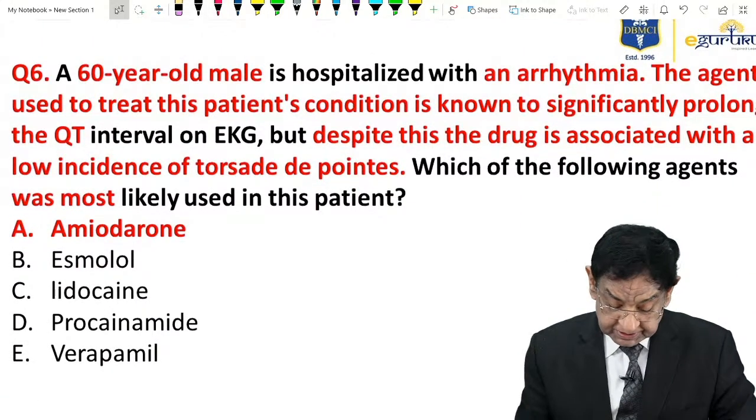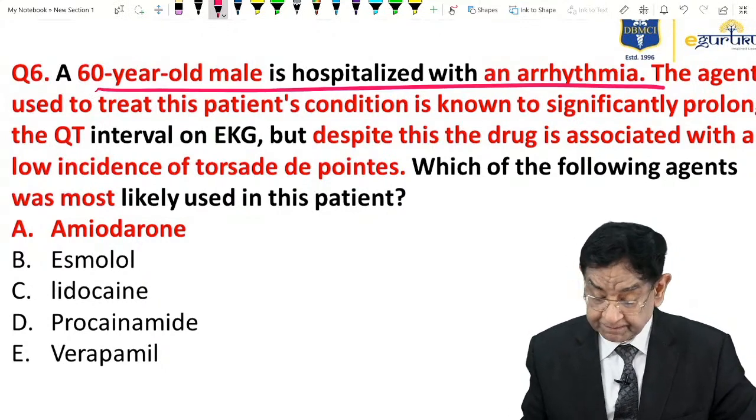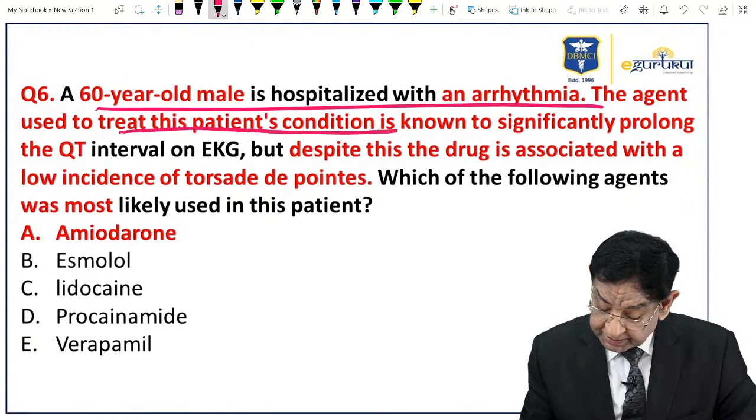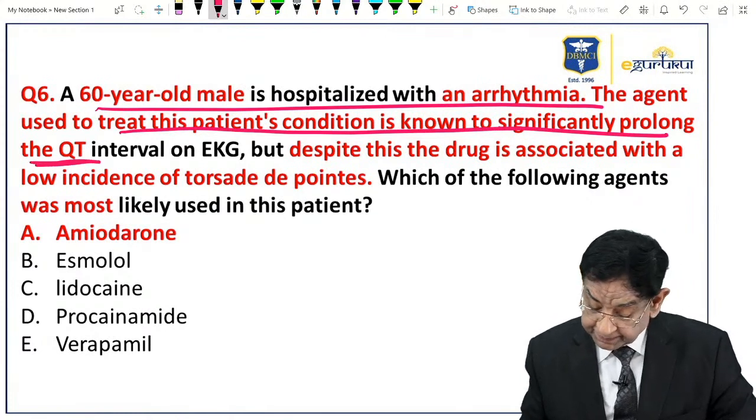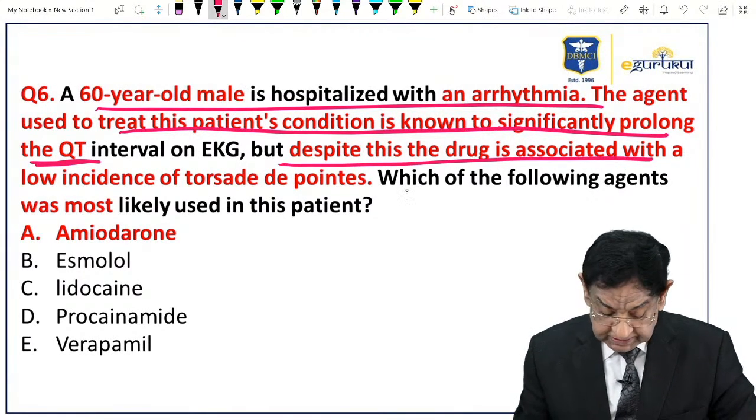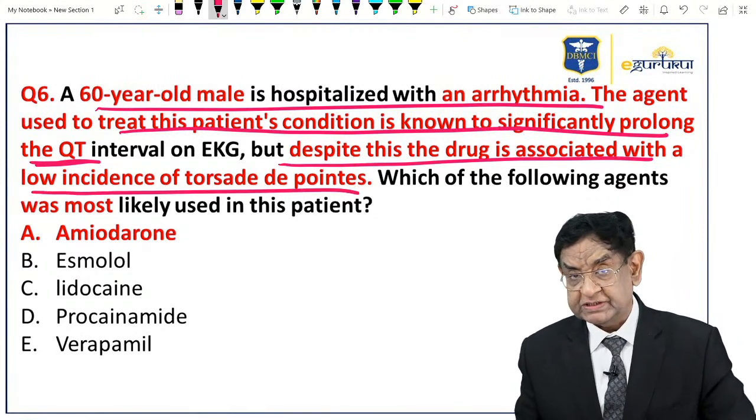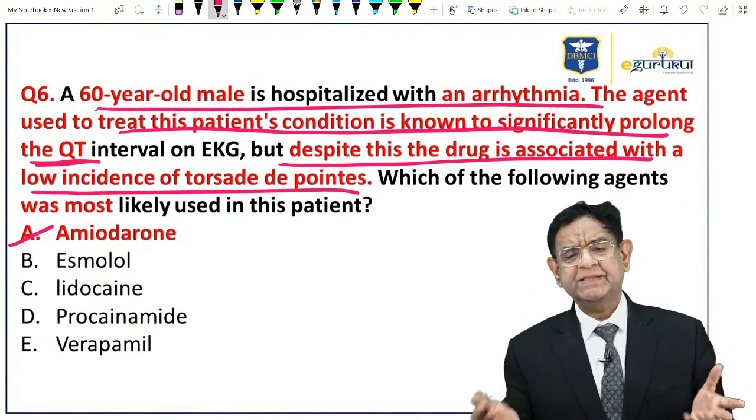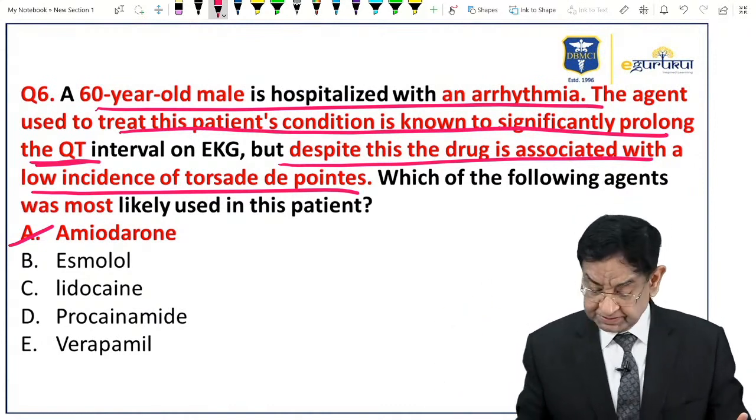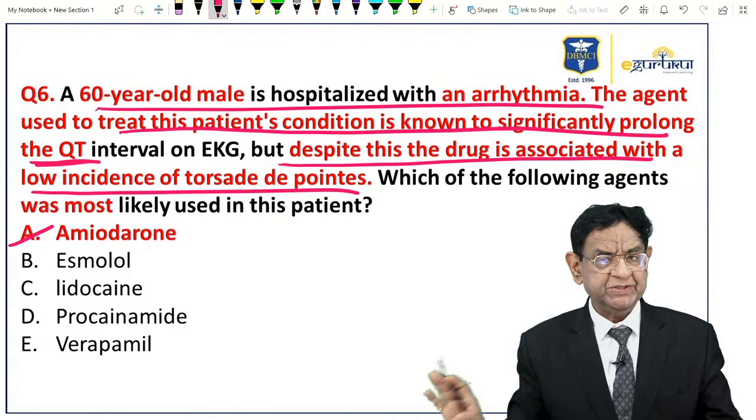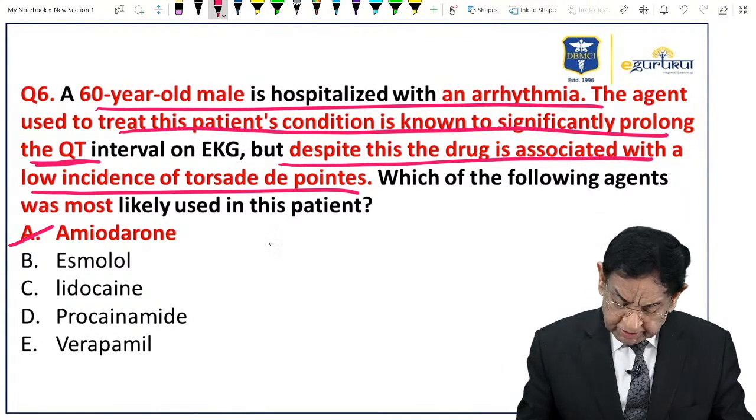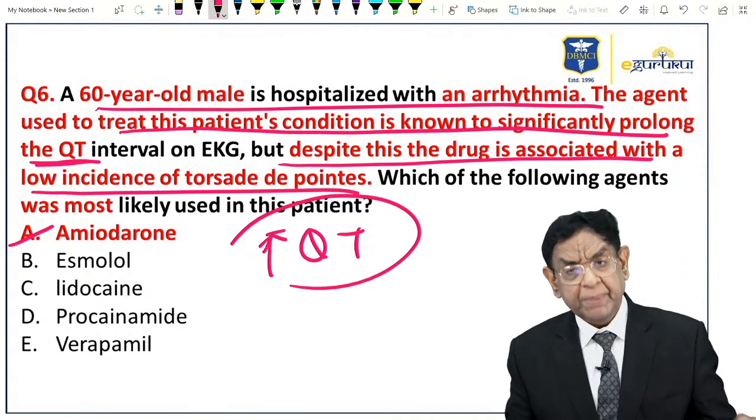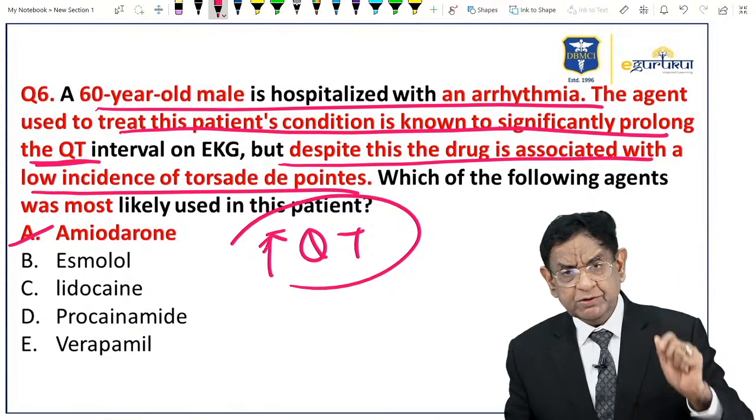Question 6. A 60-year-old patient with an arrhythmia is given a drug, and it causes a prolonged QT interval. But despite this, there is a low incidence of torsades de pointes. The answer is amiodarone. What is he asking? We got one patient who got arrhythmias. Which type of arrhythmia, he did not mention. We use the drug and it causes a prolonged QT interval also. Okay, agreed. But it does not lead to torsades.